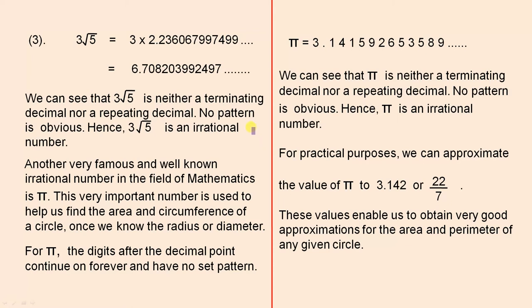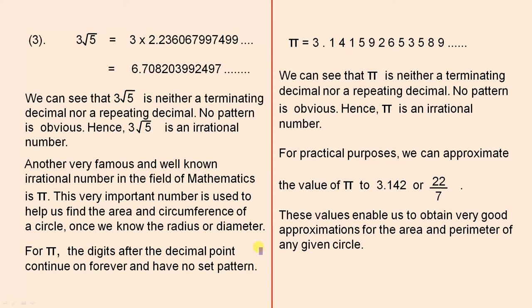are many more examples. Another very famous and well-known irrational number in the field of mathematics is pi. This is the symbol for pi. You'll see that a lot in your future years. This very important number is used to help us find the area and circumference of a circle, once we know the radius or diameter.